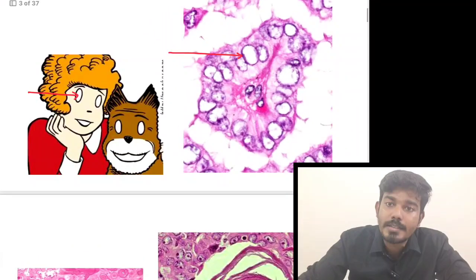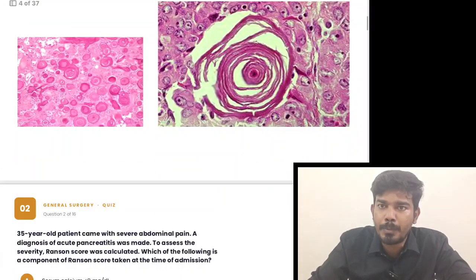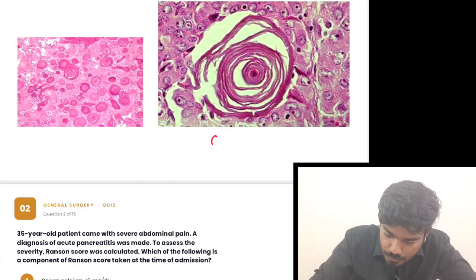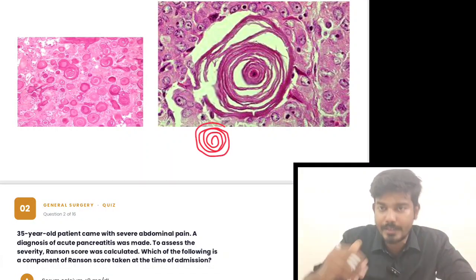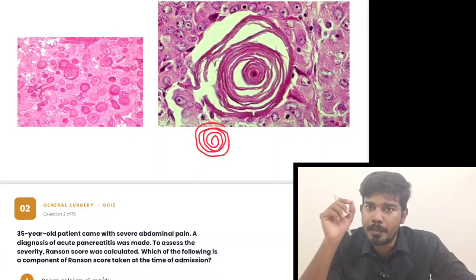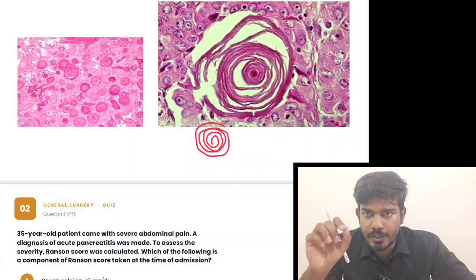They also have psammoma bodies. What are psammoma bodies? They are dystrophic calcifications, with a whorled, laminated shape. These psammoma bodies are seen in papillary carcinoma of thyroid.